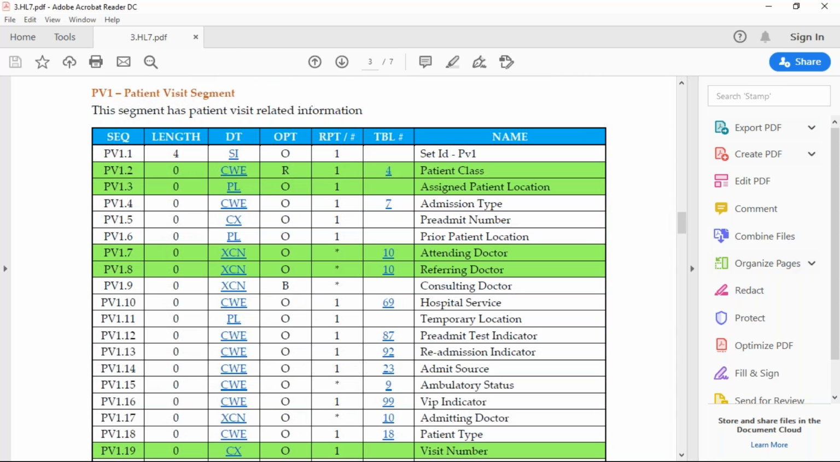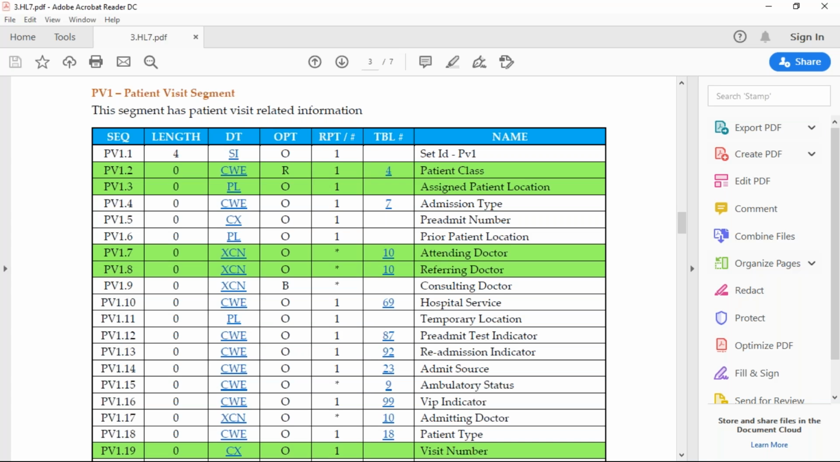And then next we have the PV1 segment. PV1 is the patient visit segment. So what is the patient visit segment? Whenever we have visit related information, usually the patient is going to visit the hospital, for example to get an appointment, right? When they visit for the first time, that is when we capture all of this information one by one. So the patient visit segment has great significance.